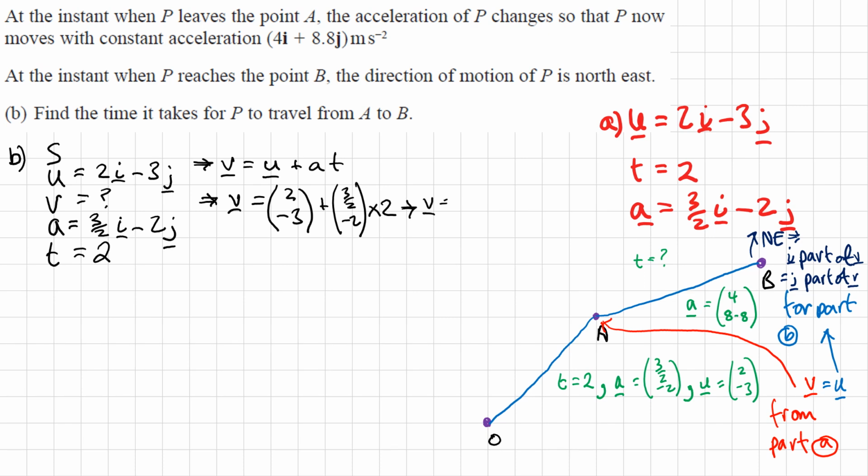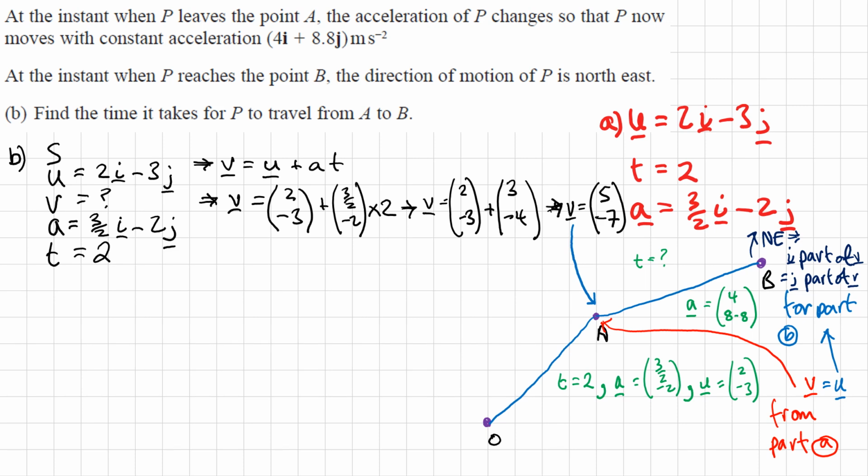So v is equal to 2, minus 3, and then plus, 3 over 2 times 2 is going to be 3, and 2 times minus 2 is going to be minus 4. So from that we will get v is equal to 3 plus 2, which is 5, and then minus 3 minus 4, which is minus 7. So that is the velocity at this point, my u for the second part of the journey.